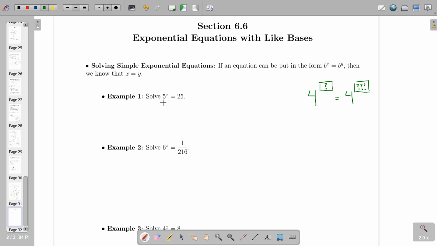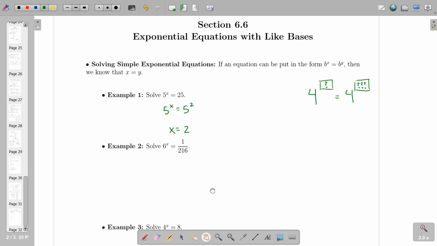So if I take 5 to the x is equal to 25. Now you probably know the answer to that without doing anything fancy. You know that if you put a 2 in for x, 5 squared is 25. But to kind of try to make this look like that, we can say, all right, I'm going to take 25, I'm going to force it to be 5 raised to a power. And of course we know that it's 5 raised to the power of 2, so what that means is that x has to equal 2.